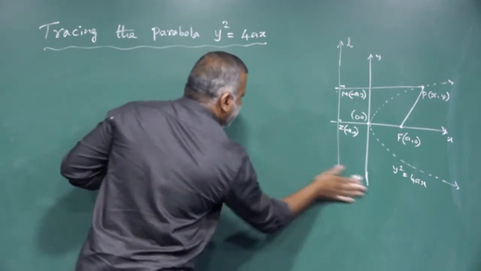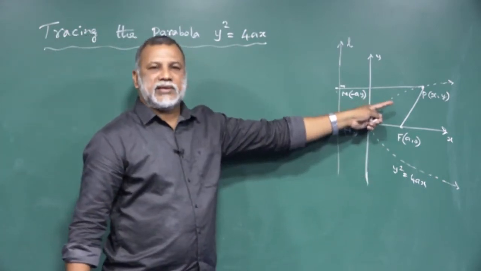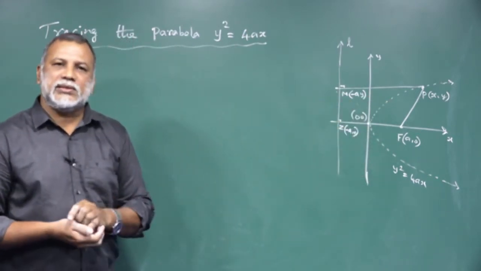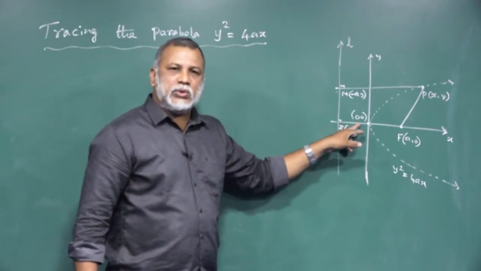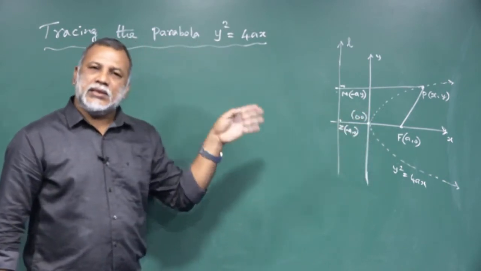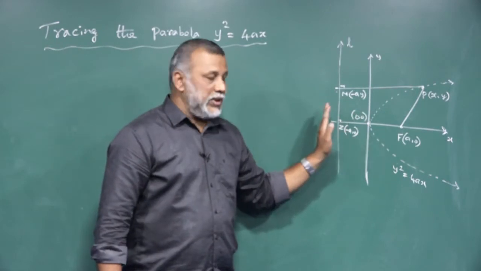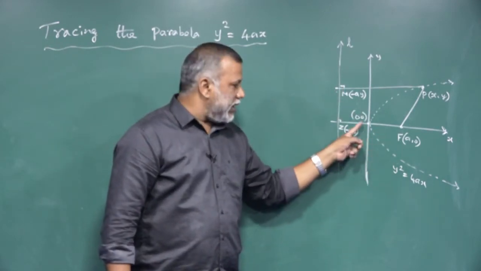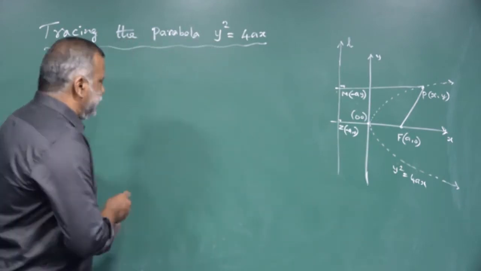For this, we are discussing two concepts. These dotted lines are symmetrical about the x-axis. So the parabola y squared equal to 4ax is symmetrical about the x-axis. Then it is passing through the origin (0, 0). No curve exists for x less than 0. The curve exists for x greater than or equal to 0. Then the other logic.